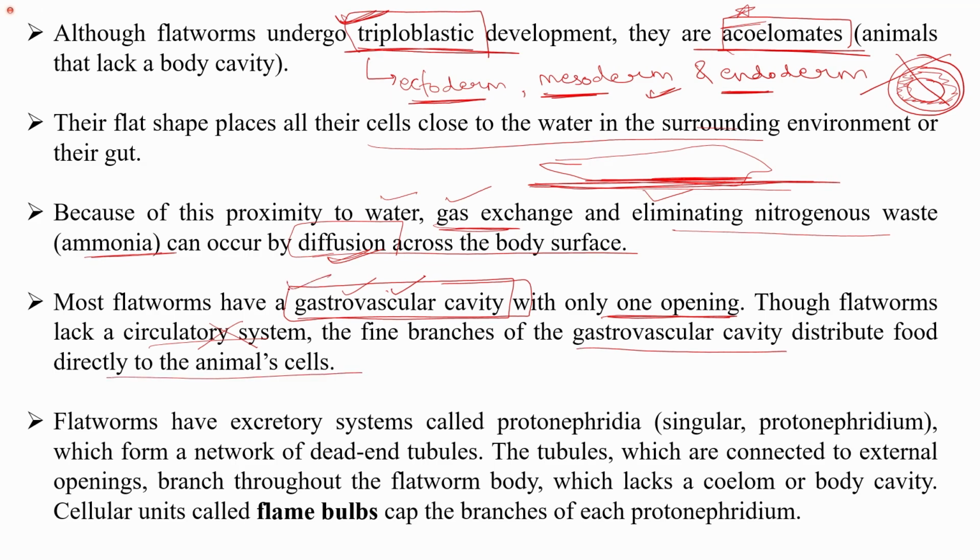So all the work of the digestion as well as of the circulation is done by the gastrovascular cavity, which is present in the flatworms. Although they lack the circulatory system or the complete digestive system, the fine branches of the gastrovascular system or cavity distribute the food directly to the animal cell.